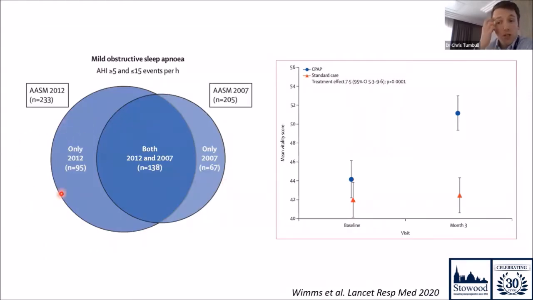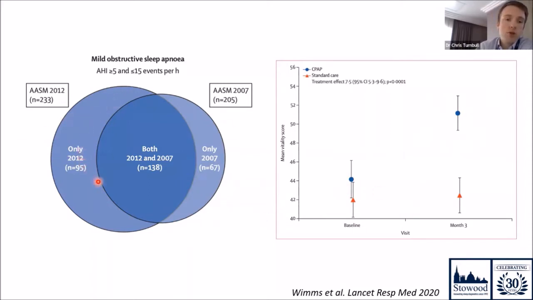So this is data from the MERGE study, which is a study looking at giving patients for 3 months either CPAP or standard care, and it was patients who were diagnosed with mild OSA. It included patients who were diagnosed with mild OSA with both 2007 and 2012 AASM criteria, and in the primary analysis discounted this group who only had mild OSA on 2007 criteria, i.e. had moderate OSA if you use the 2012 criteria. And it showed a significant improvement in energy and vitality with CPAP treatment in all these patients.